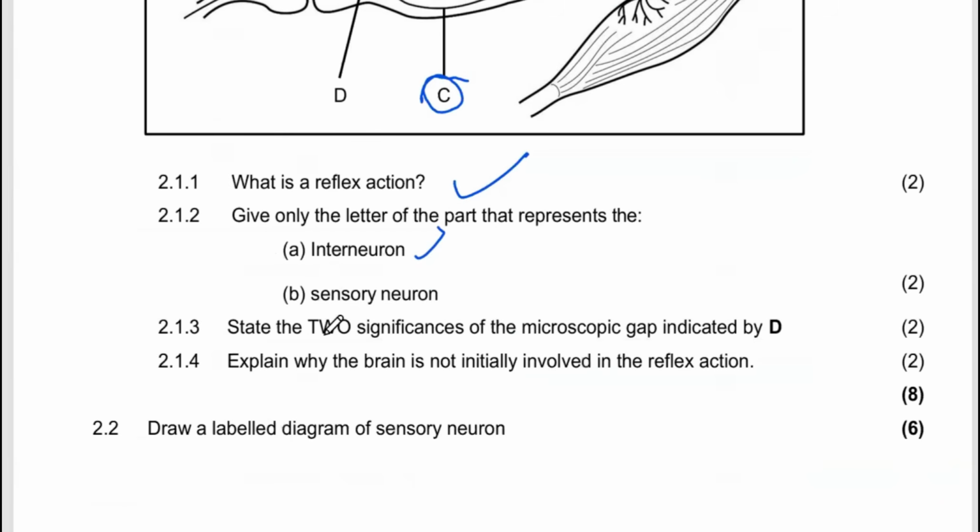Then we are asking you to state 2; we are done with that. Explain why the brain is not initially involved in the reflex action. Because it is slow. If the reaction is slow, you'll end up hurting your body. So the brain is not involved in these processes because you want your body to be a little bit faster.